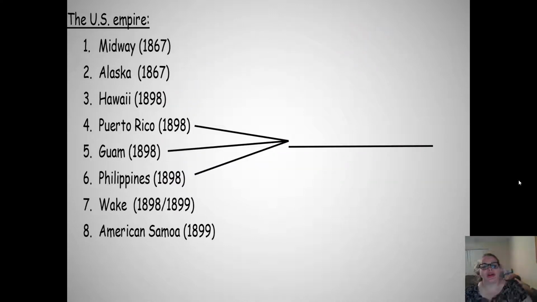Okay. So, the U.S. empire. Because of imperialism, we owned Midway and Alaska already. Because of this war, we take Hawaii officially to use it as a permanent military base. The Treaty of Paris gives us Puerto Rico, Guam, and the Philippines. By the end of 1899, we will control Wake Island and American Samoa. Those are both other places we take for naval bases. And we will pick up with that stuff tomorrow.